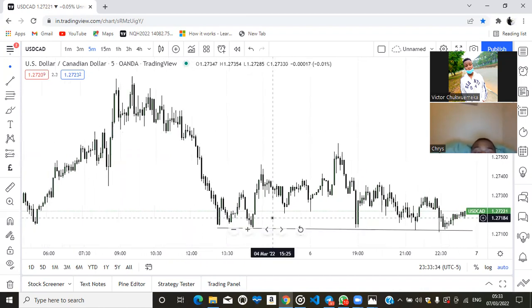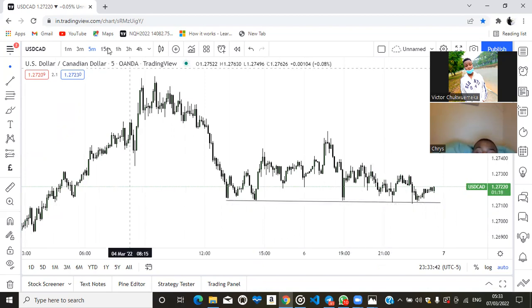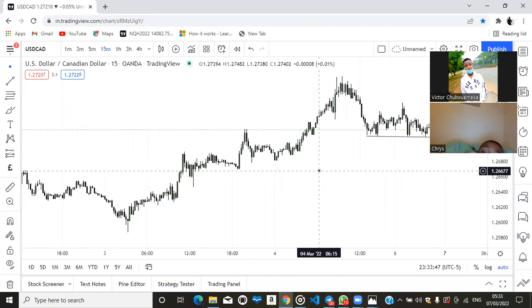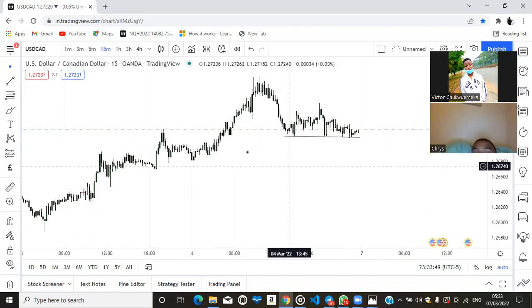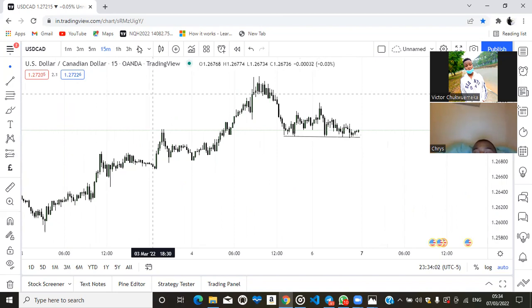So see, when ICT was talking about places to take partials, it's at every clean low, because at every clean low you have buy stops, and you can see this clean low, bro. This one, this low. You can get reversals at this point, because you can have sell stops here at every clean low. So let's go to a higher time frame so that you can see.